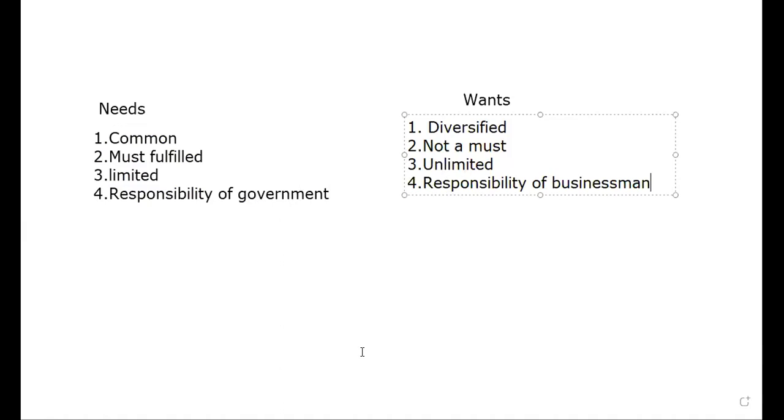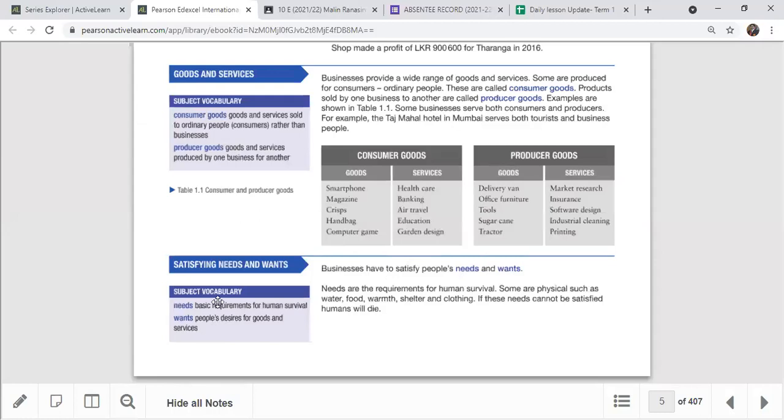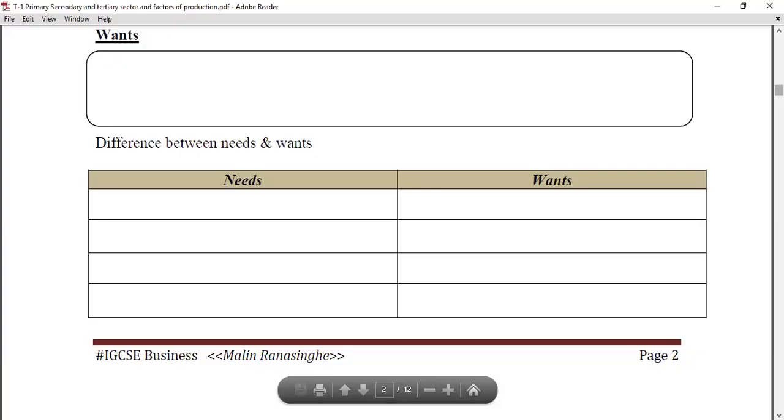What's the difference between needs and wants? What's the difference between goods and services? The needs and wants definitions are here. You can see in your textbook there. So let's go to the next page. You can see we'll continue with that.